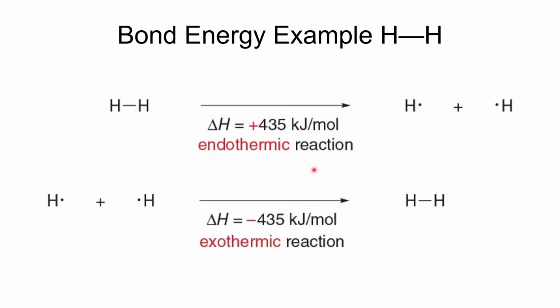Here is an example of bond breaking and bond making. You'll see that the bond breaking is endothermic. It's positive 435 kilojoules per mole. And then if we take the two hydrogen radicals here and bring those together, that's going to make a new bond, and that's negative 435 kilojoules per mole. So always think of bond breaking as positive and bond making as negative.